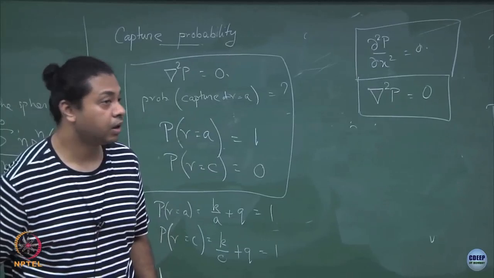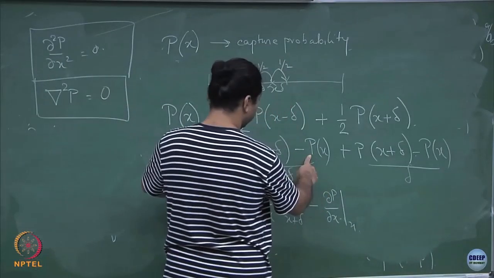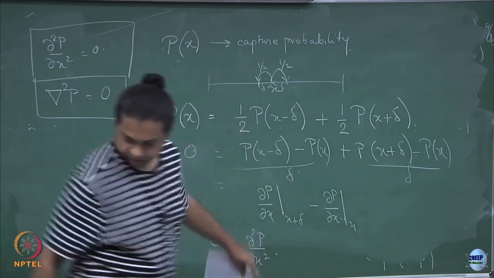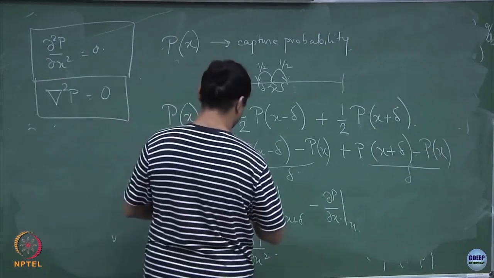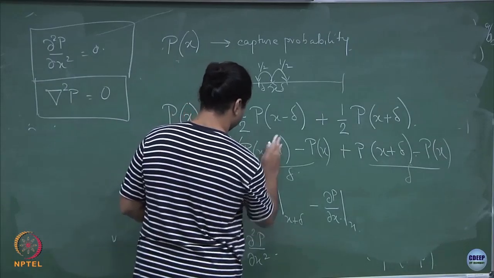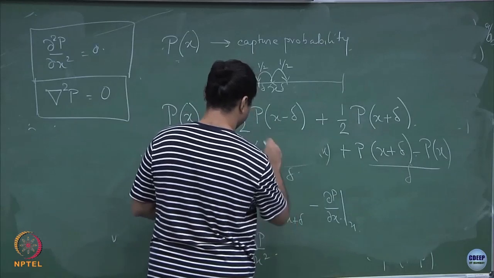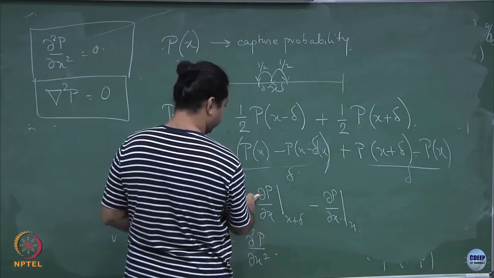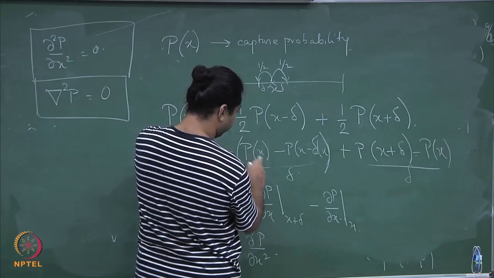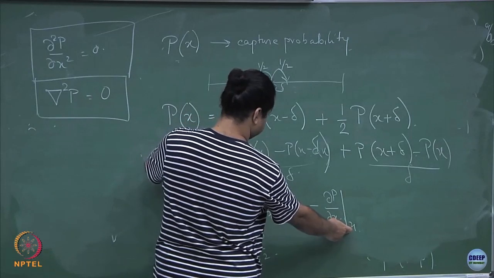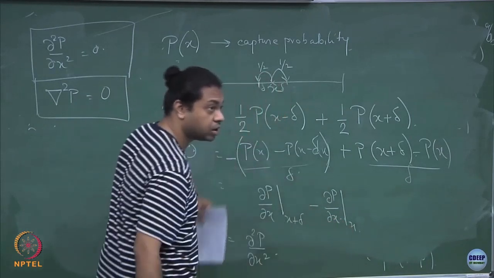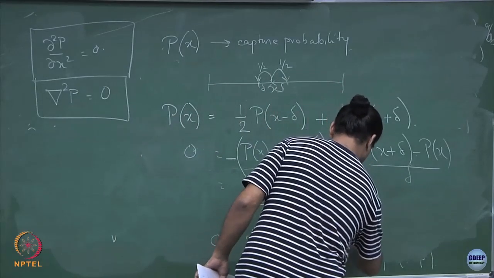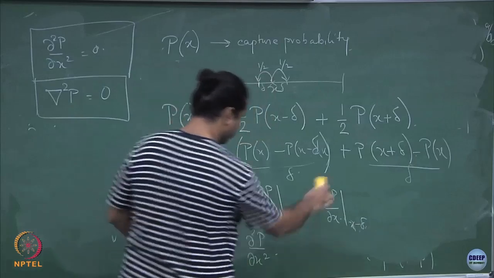Yes, this is p of x minus delta, right. So, if I write this with a minus sign, then this is p of x minus p of x minus delta. This I am calling as minus del p del x at x. You want me to call this at x minus delta? That is fine. So, then this is at x.